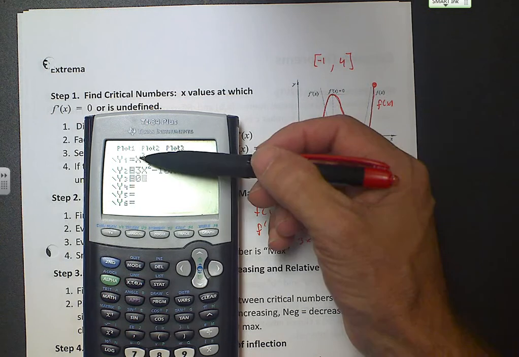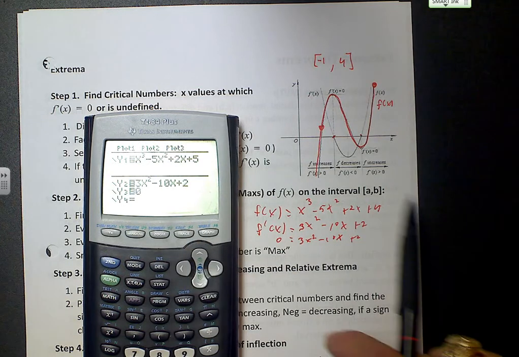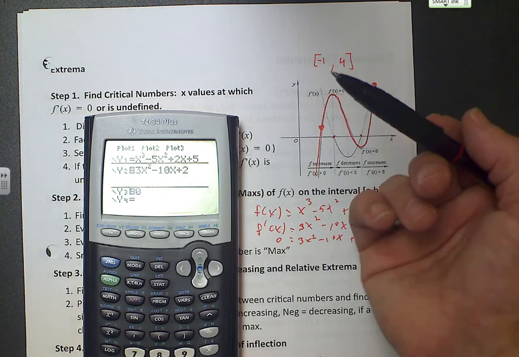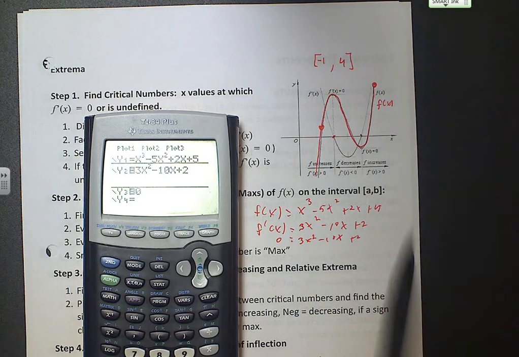I've turned f off. You guys know how to do that? Hit enter on the equal sign right there, it turns f off. If it's not black, it's not going to graph it. Okay? So here's f prime. I'm going to graph f prime. Here's 0. I'm going to graph that and find where it crosses the x-axis.